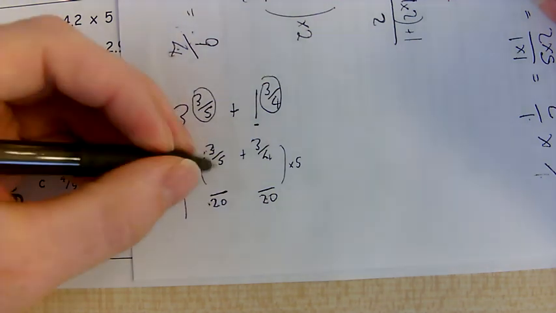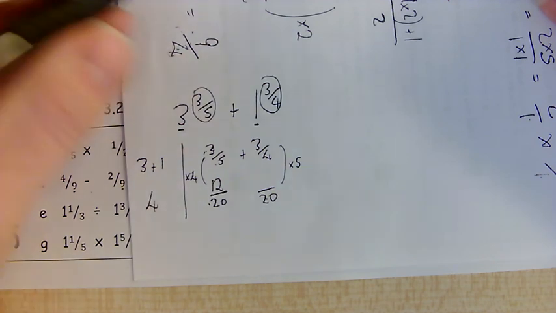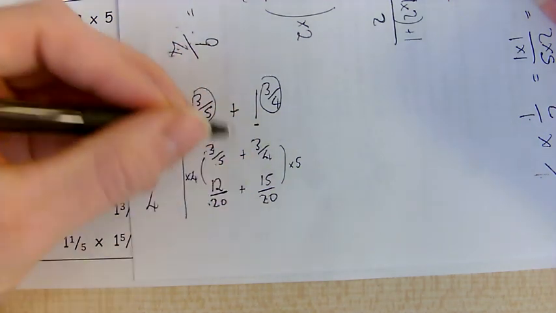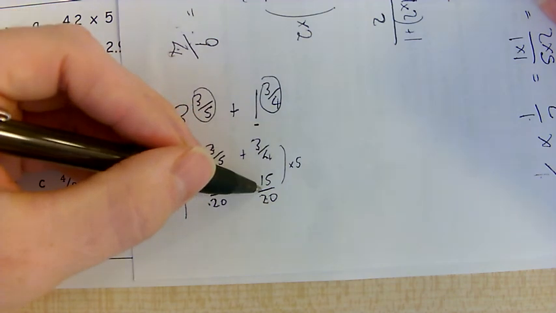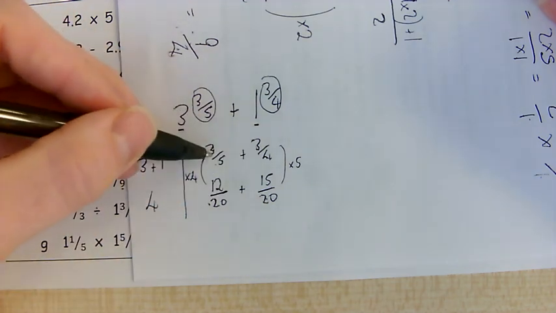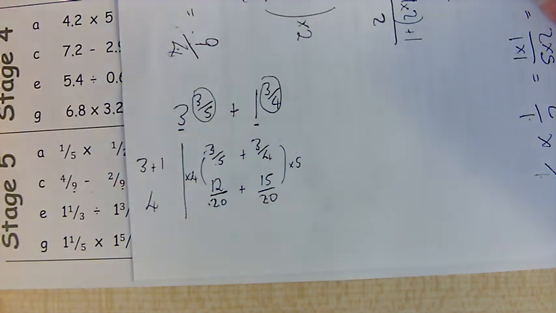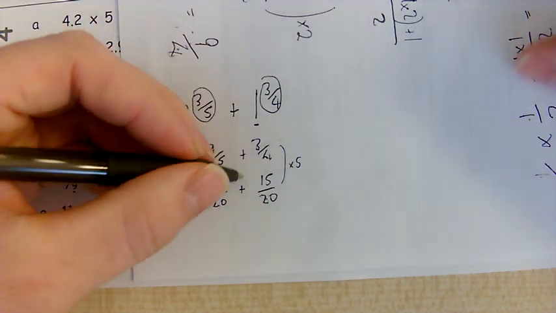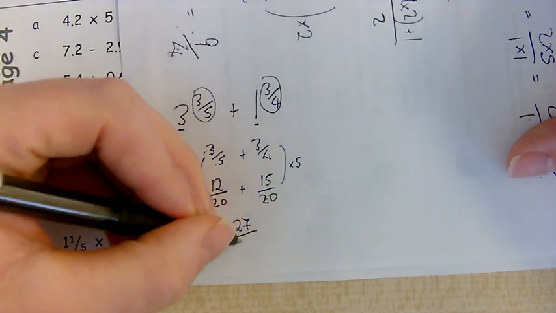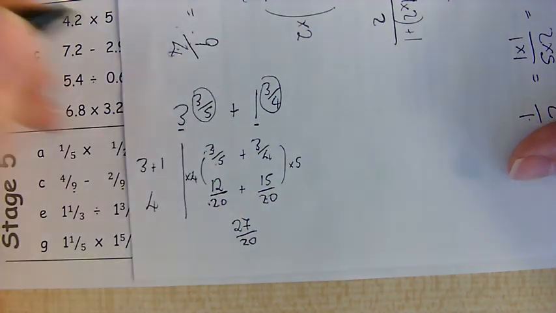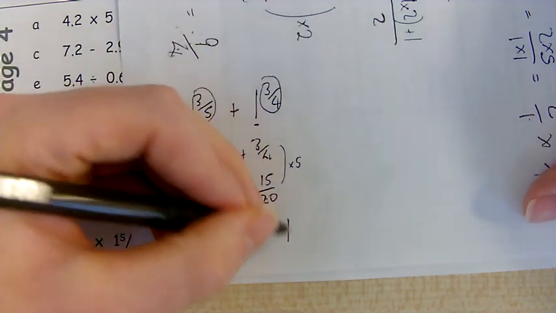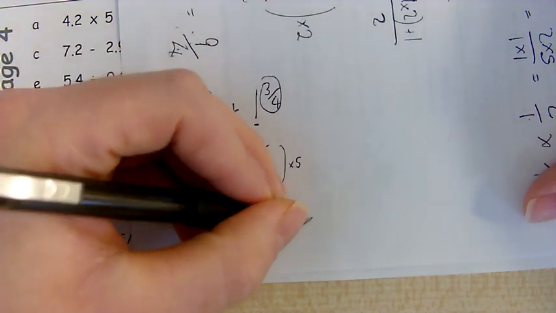So it needs to be 3 times 4 is 12. 3 times 5 is 15. And again, 3/4 is equivalent to 15 over 20. They are exactly the same fraction. And 3/5 is equivalent to 12/20. Lastly, adding them together, we get 27 over 20, which is actually, again, we don't want top heavy fractions, it's actually 1 7/20.